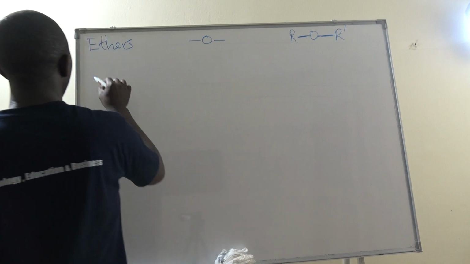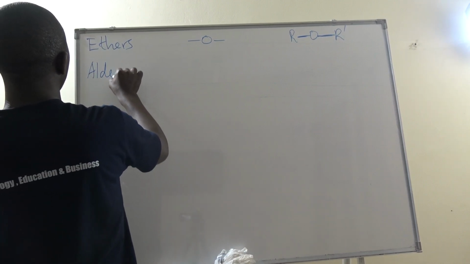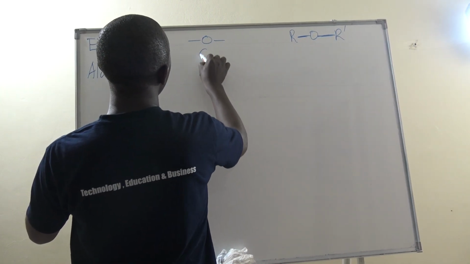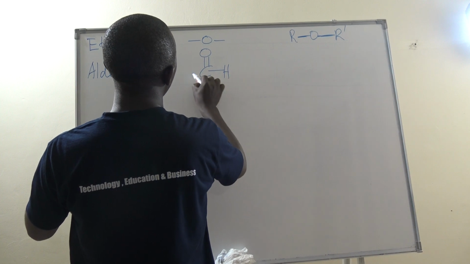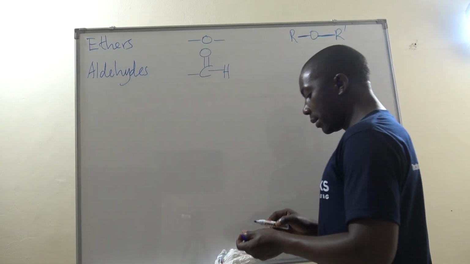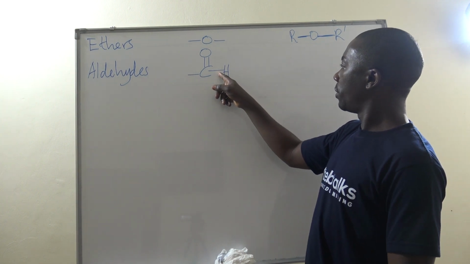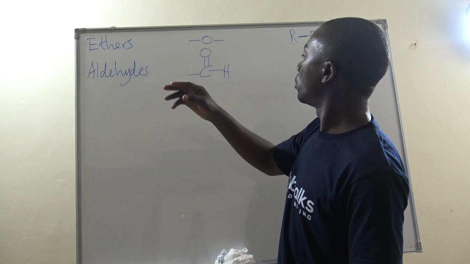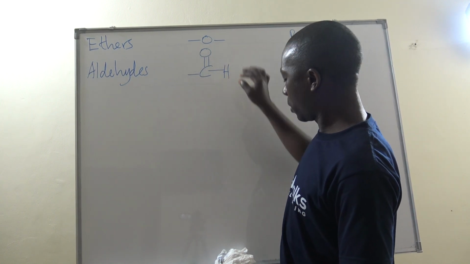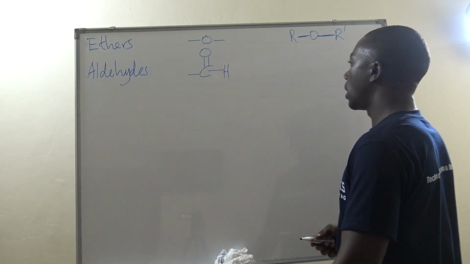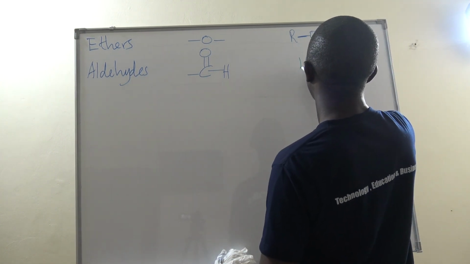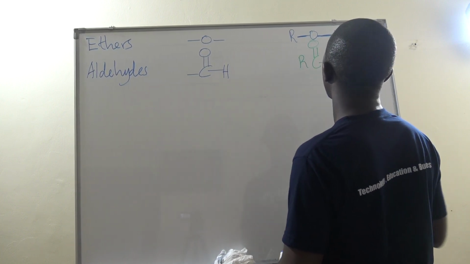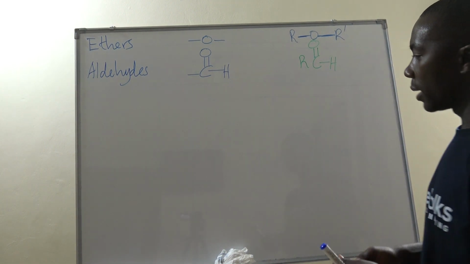Then from ethers, we go to aldehydes. For aldehydes, this is strictly hydrogen, not any other thing. We don't mind whatever is on the other side, but this is supposed to strictly be hydrogen. And an example of those aldehydes is R, like that. That's an example of aldehydes.